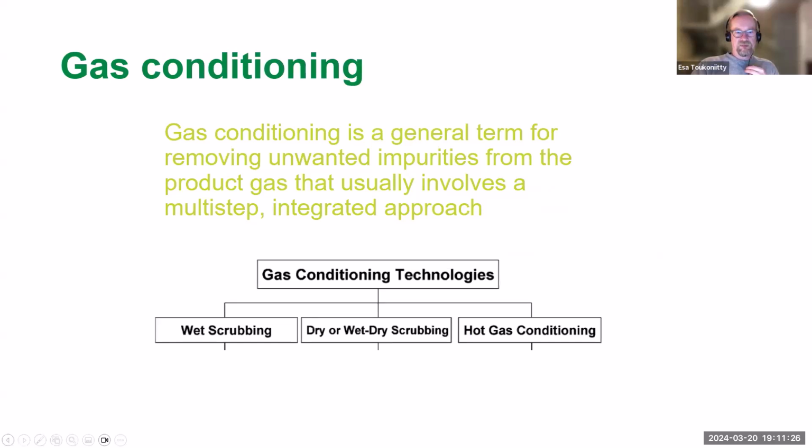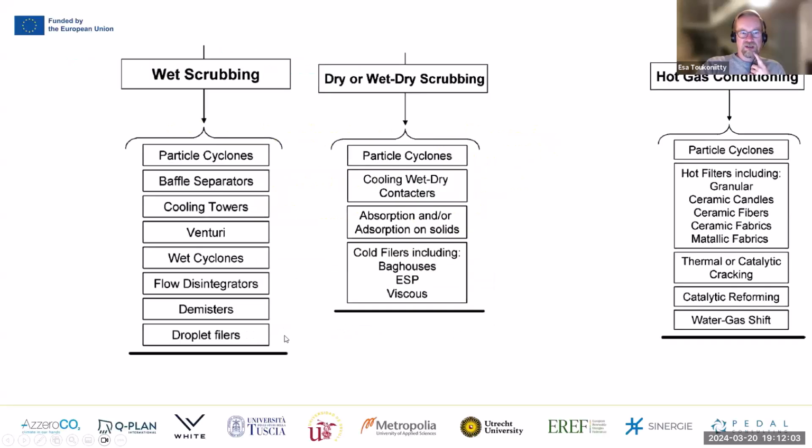And once the gasification is done, the gas has to be purified, and it's called conditioning. So the course textbook describes 3 different gas conditioning technologies, and those are wet scrubbing, dry scrubbing, and hot gas conditioning, and what those contain.